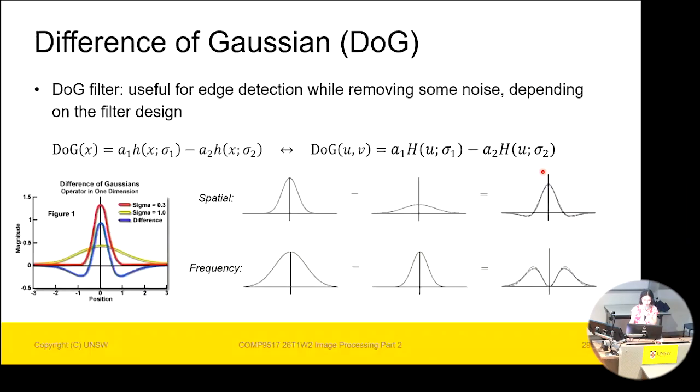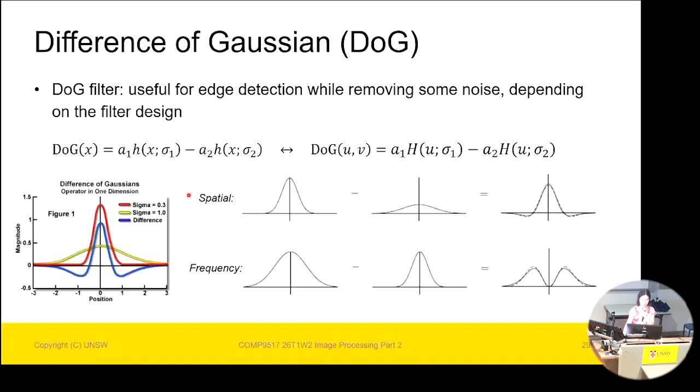So let me just show you this one first. In the spatial domain, we have this kind of Gaussian kernels. If we convert them into the frequency domain, they will look like this. So they still look like Gaussian. And this is a difference of Gaussian kernel we talked about in the lab.